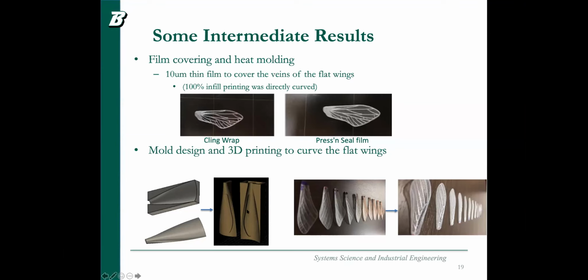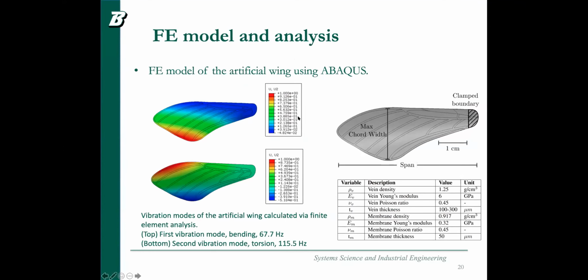And then we design another sink, so the wing has to be placed here without any slipping, without any moving. Then finally we get uniform curvatures. So many iterations.